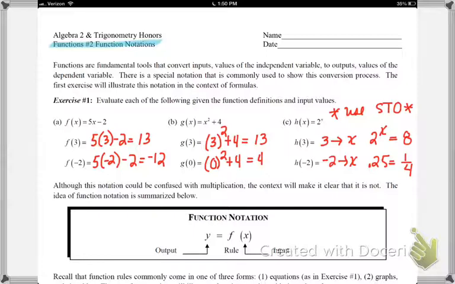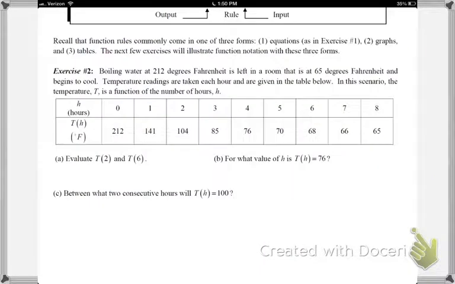Alright, if you see this notation could be confused with multiplication, the context will make it clear that it is not. The idea of function notation is summarized below. Your output value is your y value, and the x value in your rule is your input value. Recall that function rules commonly come in one of 3 forms: equations, as in exercise 1, graphs, and tables. The next few exercises will illustrate function notation with these 3 forms.